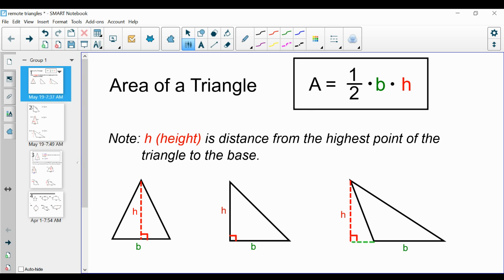Hi guys, we just finished up a week of triangles, just naming them, and this week we're going to head into the area of triangles. So I'm going to just give you the formula and show you a couple quick examples.